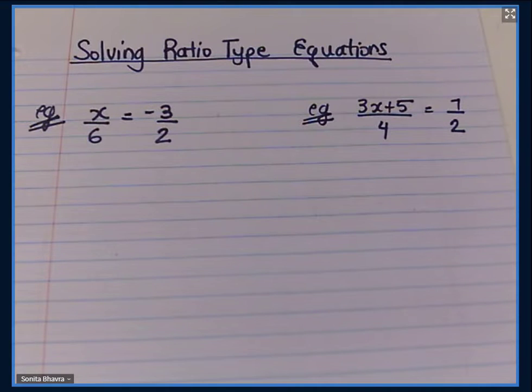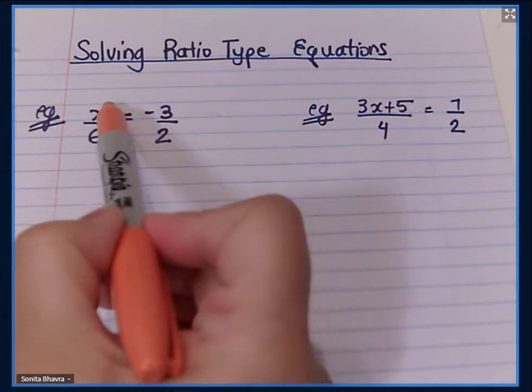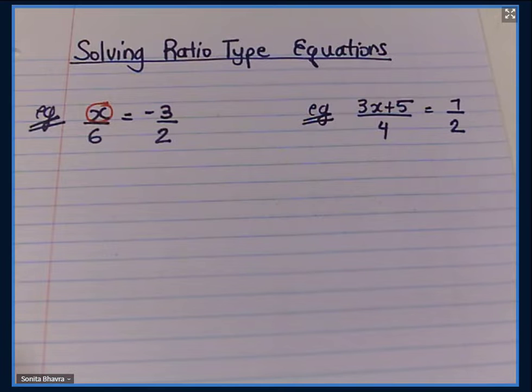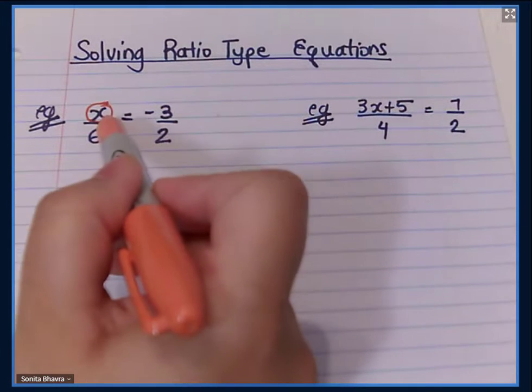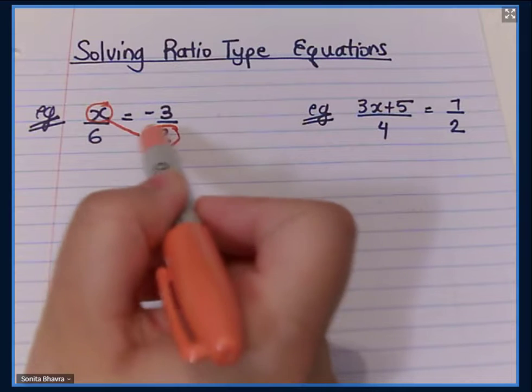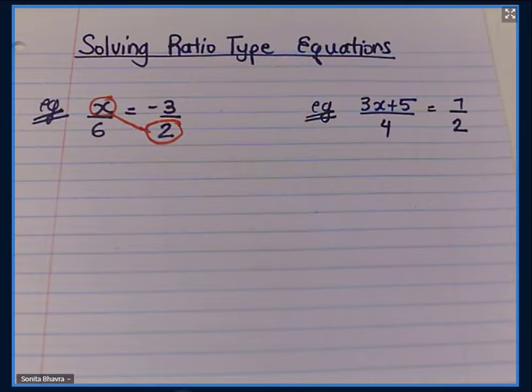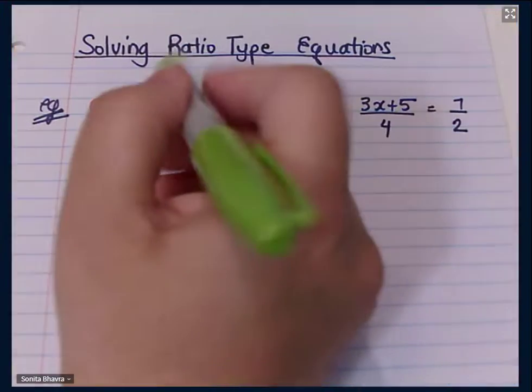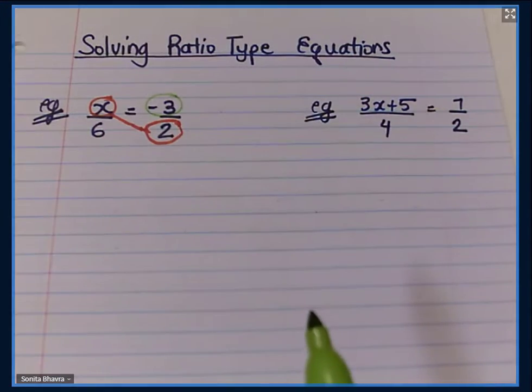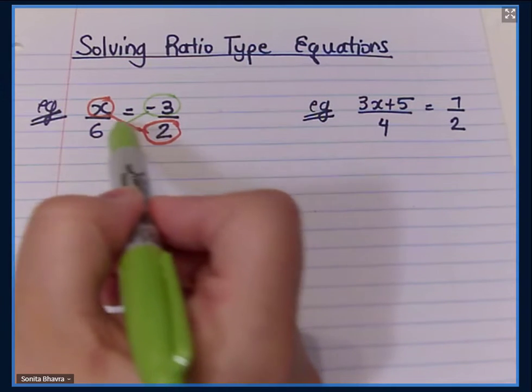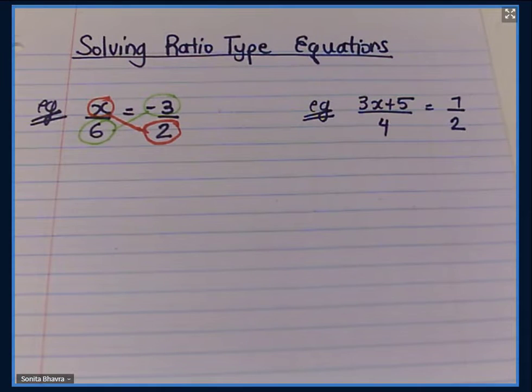What we do is we take the top left of the equation and multiply it by the bottom right. I'm just going to show that we're multiplying the top left by the bottom right, and you take that and put it on the left side of the equation. Then we take the top right, which is the -3, multiply it with the bottom left, and put it on the right side of the equation.